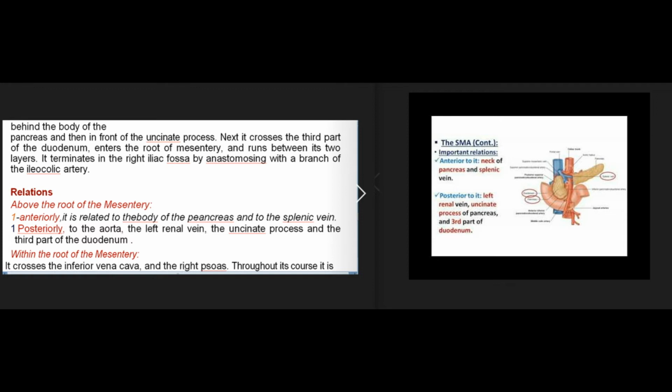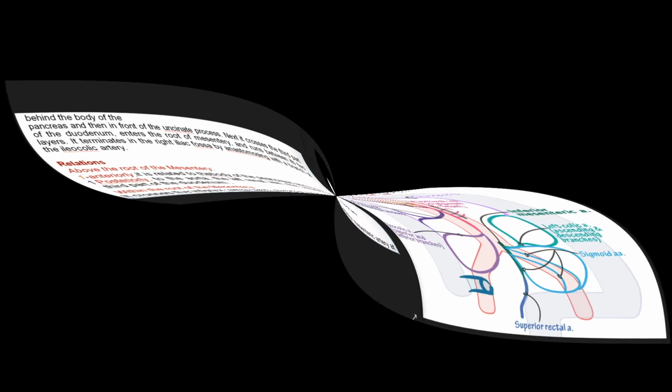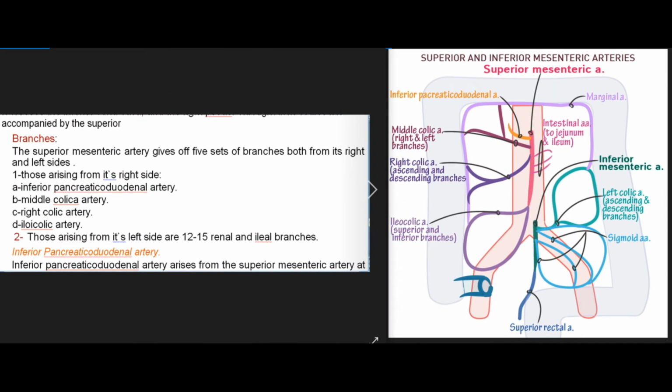Relations above the root of the mesentery: 1. Anteriorly it is related to the body of the pancreas and to the splenic vein. 2. Posteriorly, to the aorta, the left renal vein, the uncinate process and the third part of the duodenum. Within the root of the mesentery, it crosses the inferior vena cava and the right psoas. Throughout its course it is accompanied by the superior mesenteric vein.